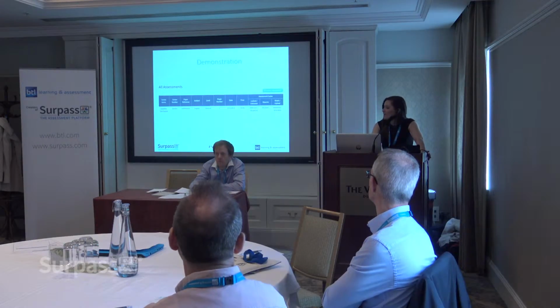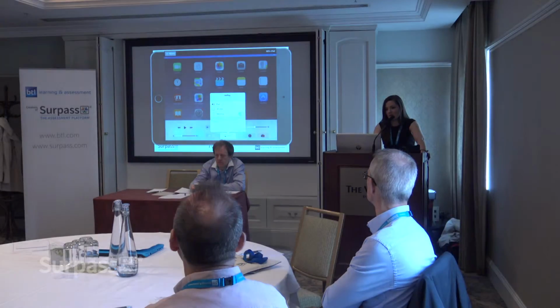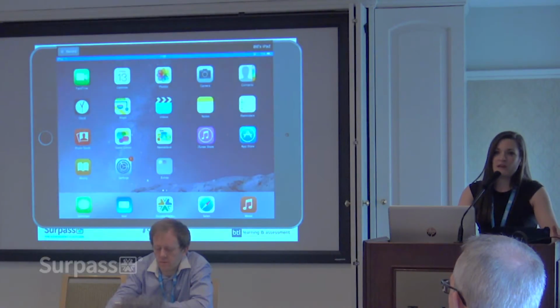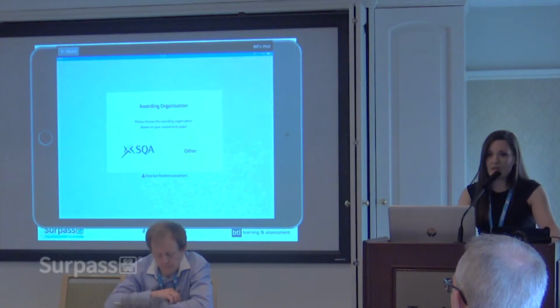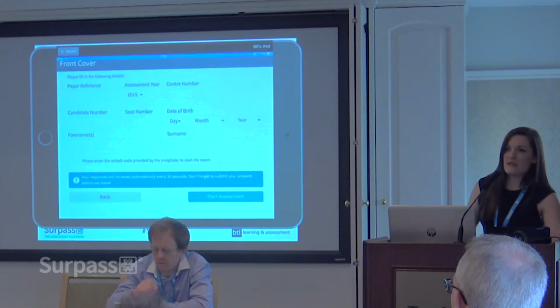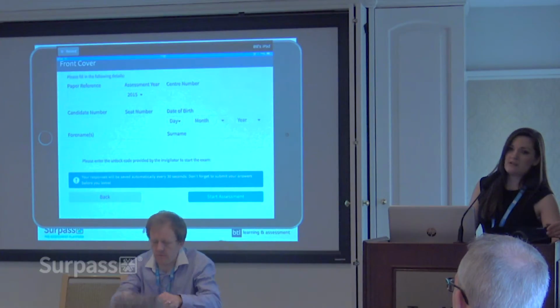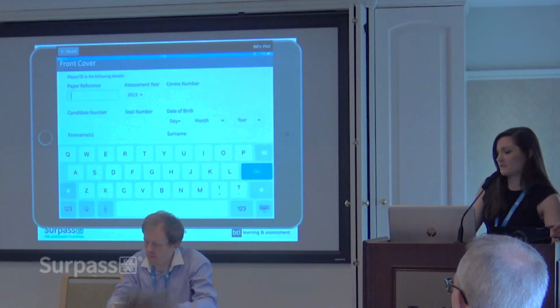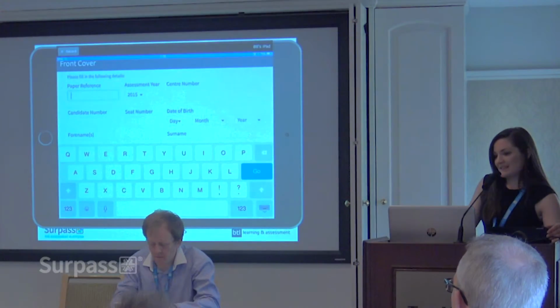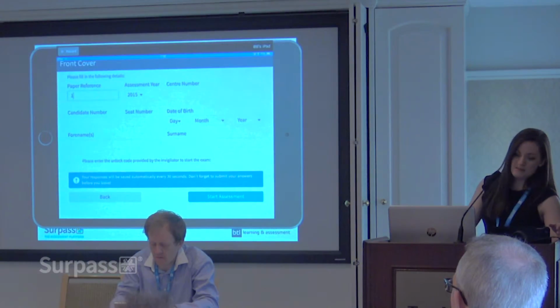Candidates first see a screen where they are asked to select their awarding organisation. They know this because they've got the assessment paper on their table. These are provided by the awarding organisations, as we know, in the same way as current paper-based assessments, and the codes will be provided to centres along with these. So as a candidate, you select your awarding organisation based on the assessment you're sitting, and you begin entering the details.